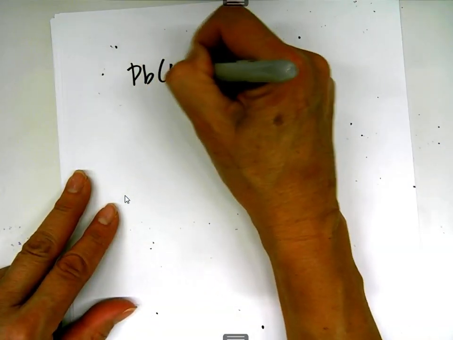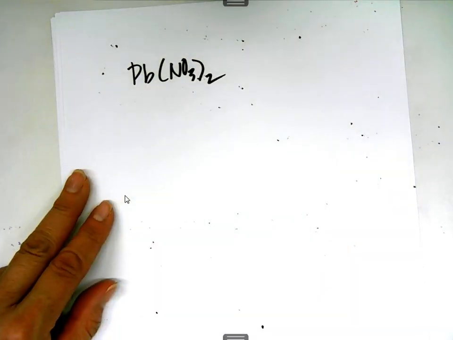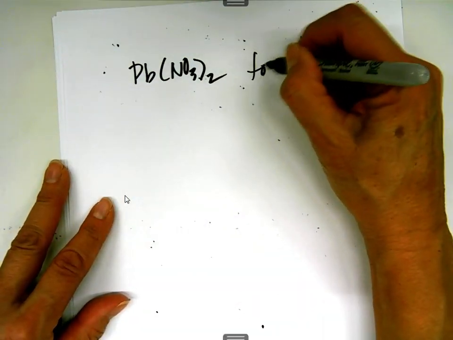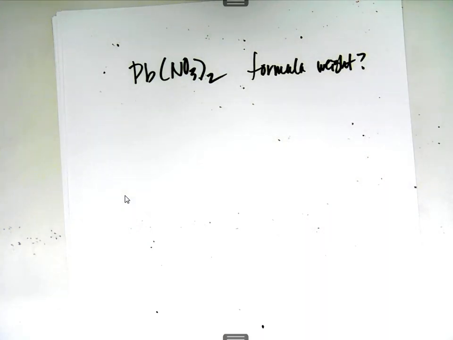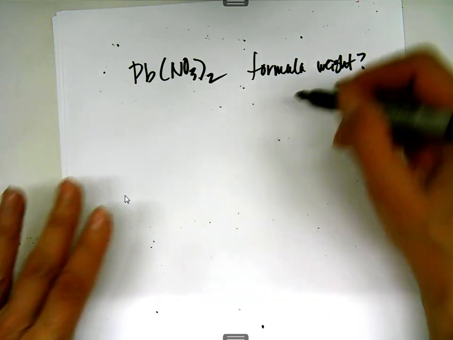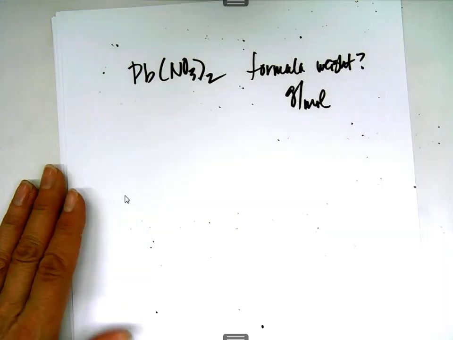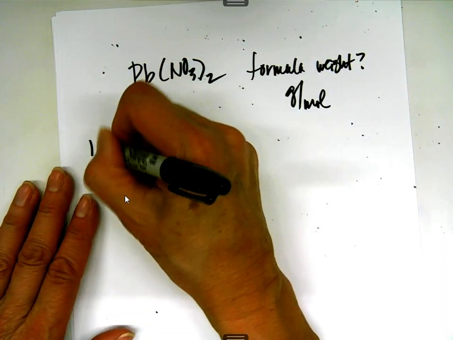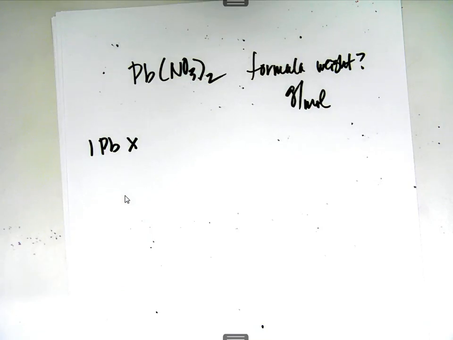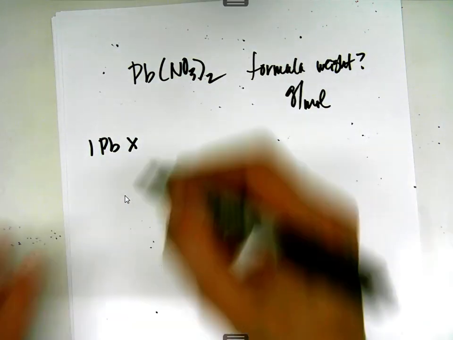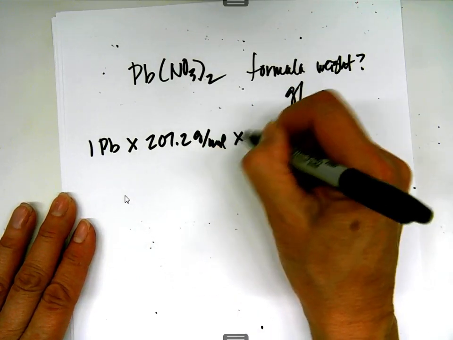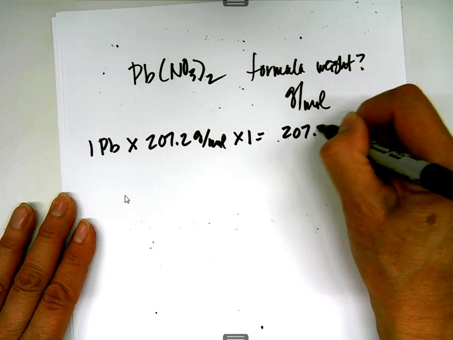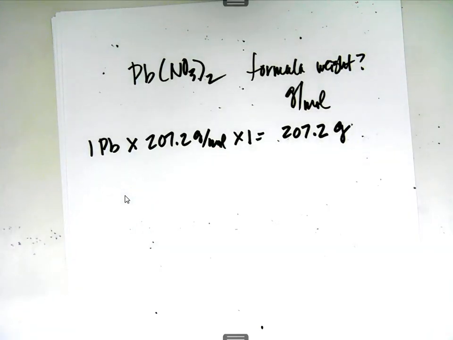So if you look at something like lead nitrate here, just because it's a nice easy compound, I want to know the formula weight. The question on your exam will be, what's the formula weight for lead nitrate? Formula weight, molar mass, same thing. I know my units are grams per mole. So I've got to add up the individual components. I have 1 lead, and on the periodic table lead is 207.2 grams per 1 mole. Times 1 mole gives me 207.2 grams for that part of my compound.